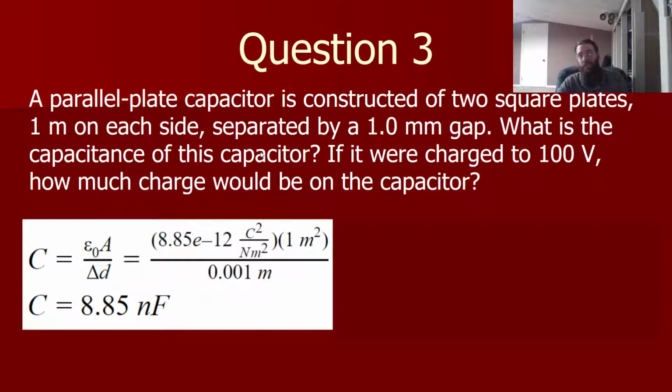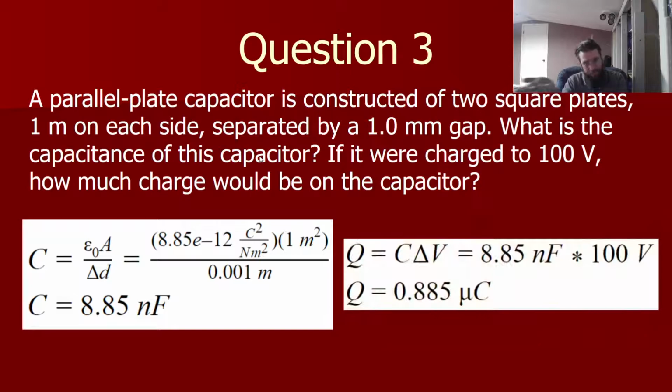Now it says, if we charge the capacitor to 100 volts, how much charge would be on the capacitor? Well, we know our capacitance, so we simply multiply by our voltage, and we get 0.885 microcoulombs, which again is pretty small, but as we saw, coulombs tend to be kind of dangerous. And 100 volts, you might think it's ridiculous, but in that previous set of notes we talked about typical voltages. The voltage that comes out of the wall is around 110 to 120 volts. So 100 volts is easily obtainable.